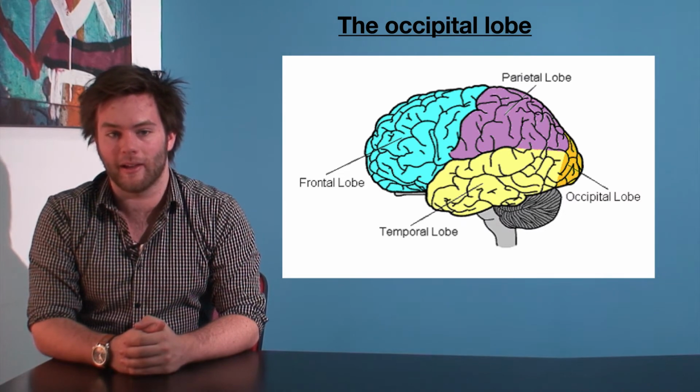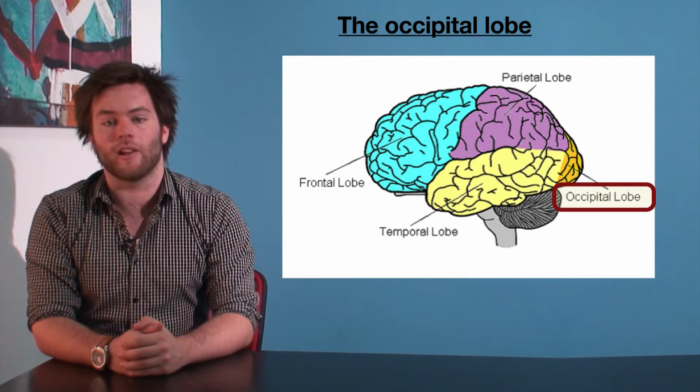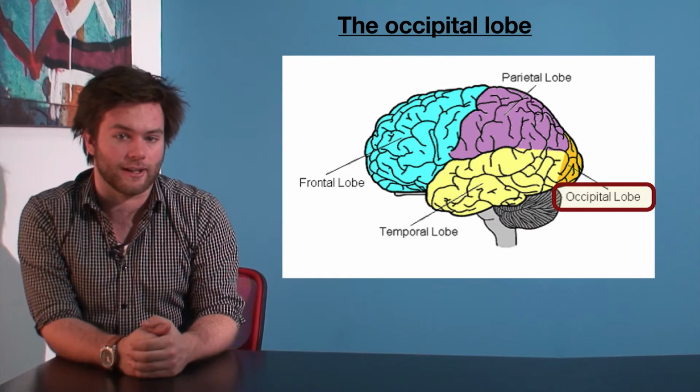Thus far we have looked at three lobes of the brain, the frontal lobe, the parietal lobe, and the temporal lobe. But there is one more that we need to look at, the occipital lobe. In this video, we're looking at the structure and function of this lobe.